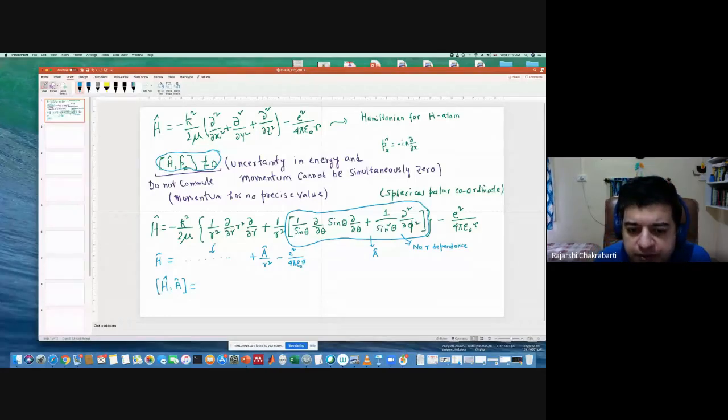A will commute with itself. Here, also it commutes with this part, R. So A will always commute with the Hamiltonian of hydrogen atom. Is it clear? It's not very difficult. Very simple. Because what is this? This is nothing but HA minus AH. This is how it is.